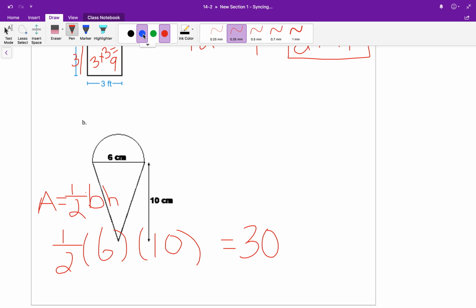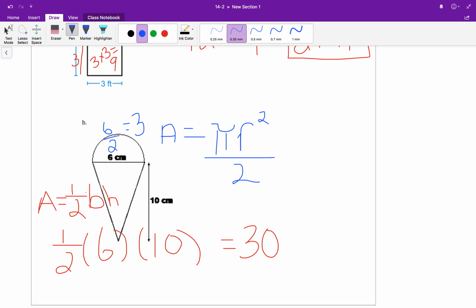Now I've got to do the semicircle. So up here, the semicircle. The area of a full circle is pi r squared. I'm going to take that and I'm going to divide by 2 because this was a semicircle. We have to be careful. All the way across is 6. That's the diameter. So the radius is half of that. The radius is going to be 6 divided by 2, which is 3. Similar to a problem that we did earlier in the packet. Make sure you're given the radius and not the diameter.